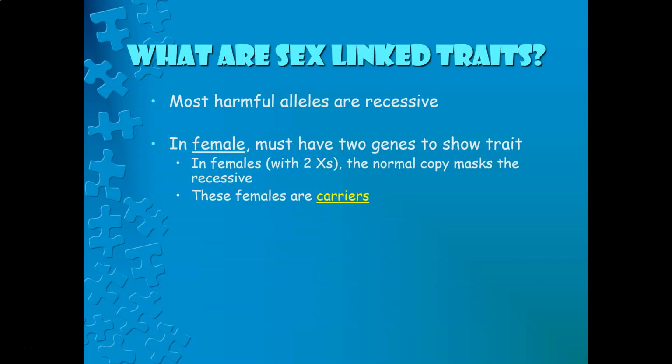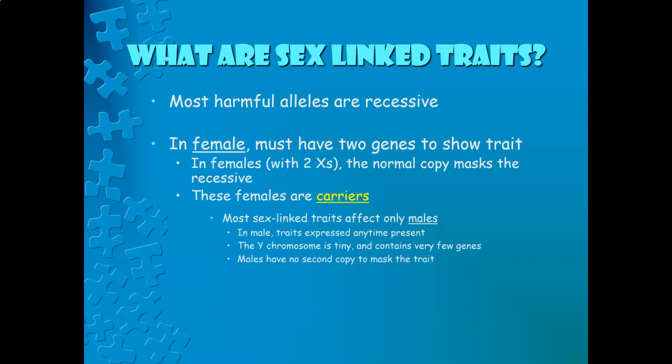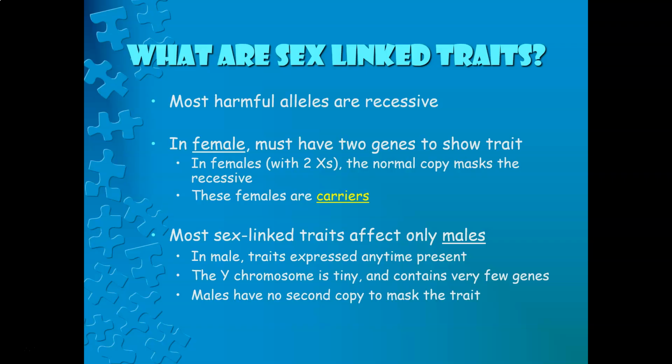But here's where it gets interesting, and this is what Thomas Hunt Morgan was given the Nobel Prize in Medicine for. And that is because most sex-linked traits seem to disproportionately affect males above females. So far more males get affected by sex-linked characteristics than females do. And there's a really good reason for it.